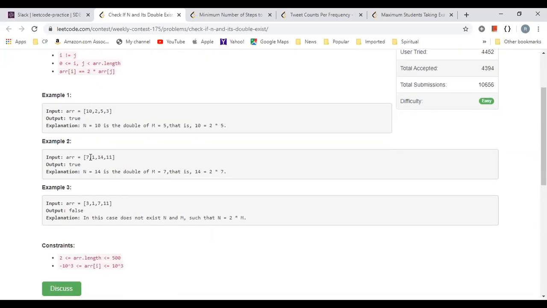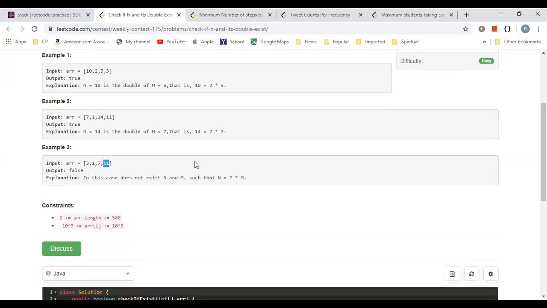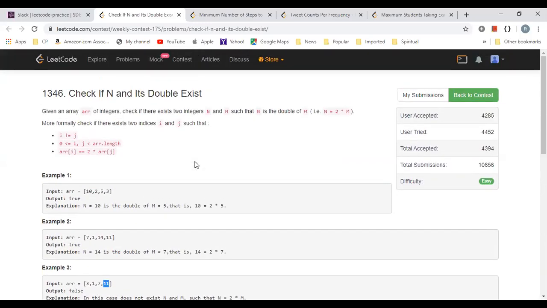Similarly, here for 7, you can see there is a 14, which is double of it. Here, in the third example, there is nothing for 3, like 6 is not there. For 1, 2 is not there. For 7, 14 is not there. For 11, 22 is not there. So that's the problem. Do you have any doubt?